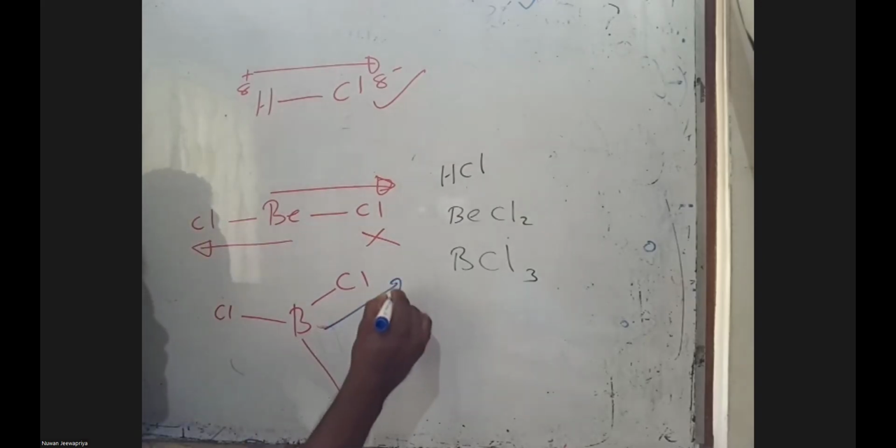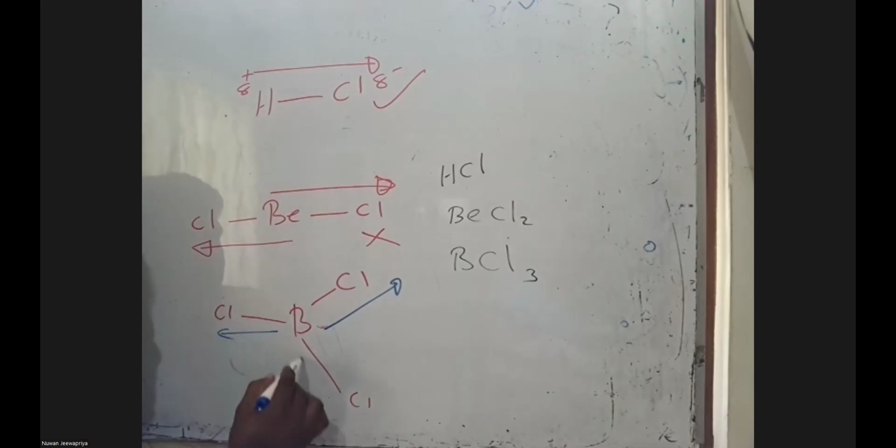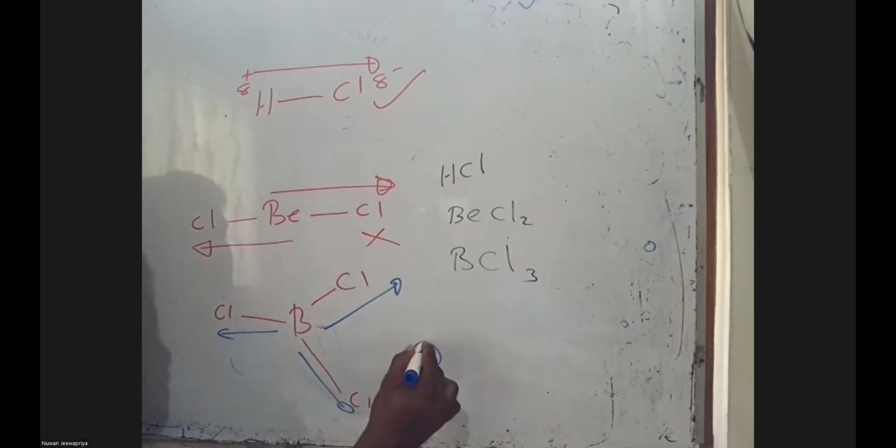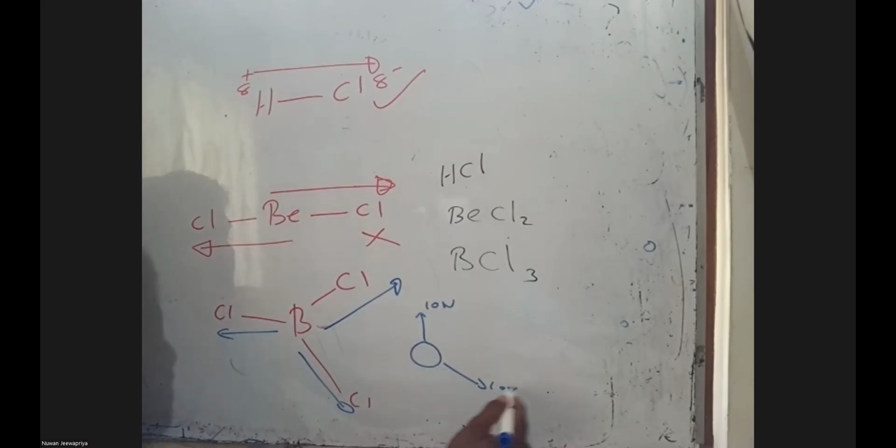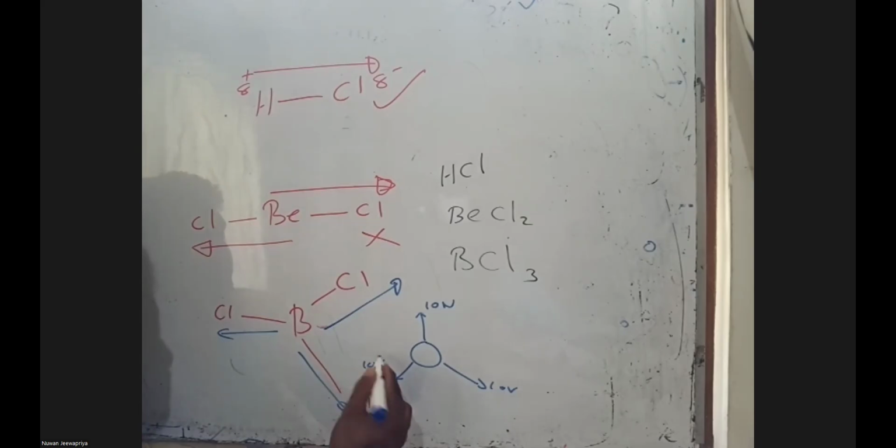This chlorine attracts electrons, the other two in the opposite direction. So the net dipole moment cancels off. If there is 10 Newton to this side and 10 Newton to this side and 10 Newton to this side, like in physics, the ring is not moving to any side.